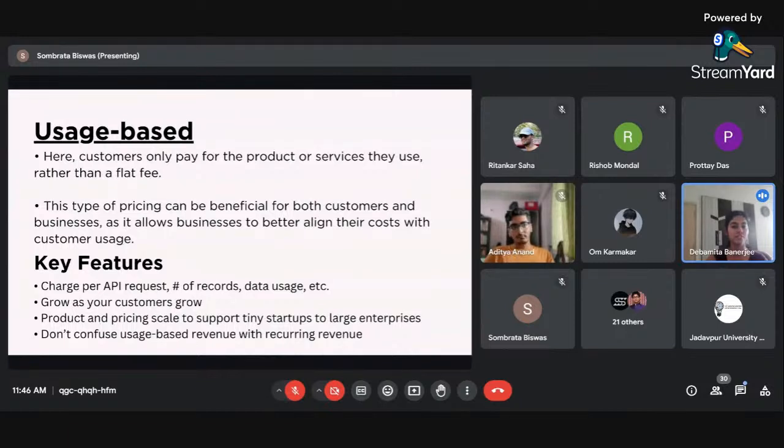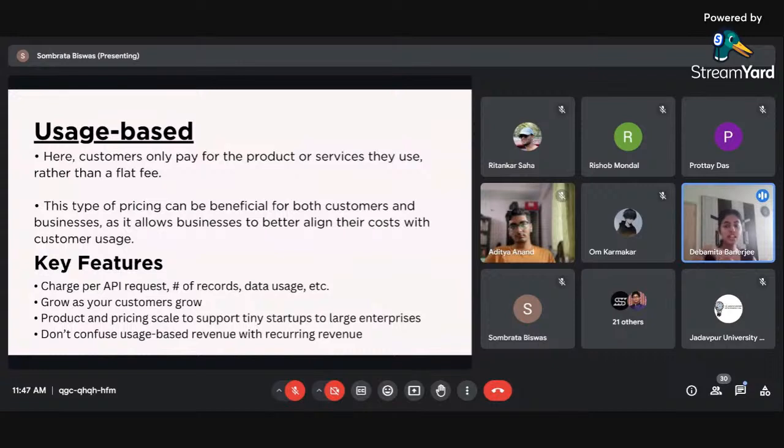This type of pricing can be beneficial for both customers and businesses, as it allows businesses to better align their costs with customer usage. In the short term, usage-based can be a great starter. When you're just starting your business, user acquisition becomes much easier. When somebody does not know or trust your company, they will most likely not buy a subscription. But usage-based helps them build that trust and faith in you, and build the habit of using you. Once they've gotten into the habit, then they will pay for a subscription, right? So in the initial phases of a business, you need to have a usage-based model.